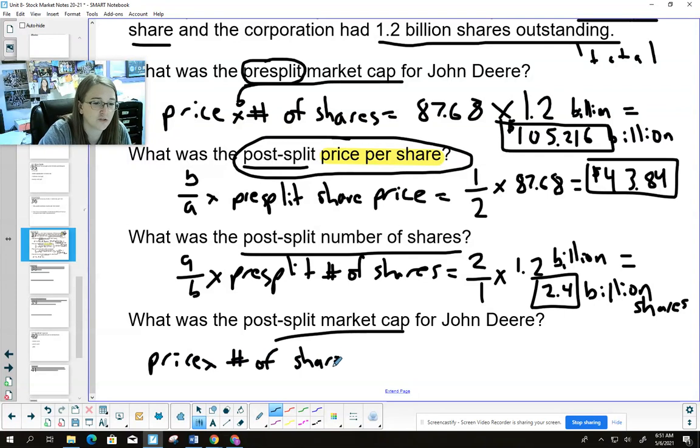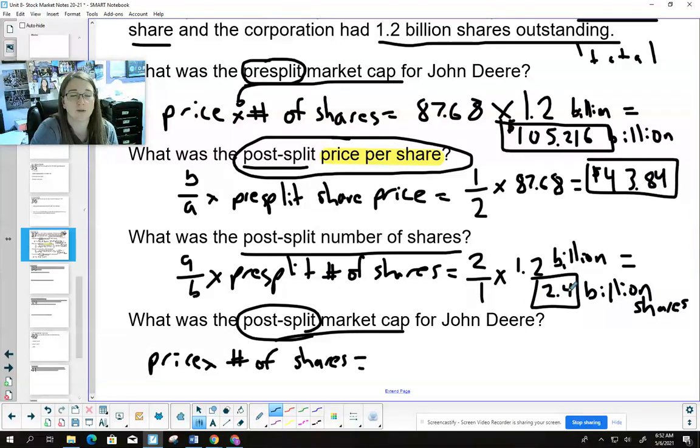Now, the point of this question is for you to see something. It says post-split. So what was the post-split price and the post-split number of shares? Right here, we just found those two things. So post-split, this was the price per share, and post-split, this was the number of shares. So we're going to multiply these now and see what is the market cap after the split happens. And again, the market cap is the total value of all of the shares of the company.